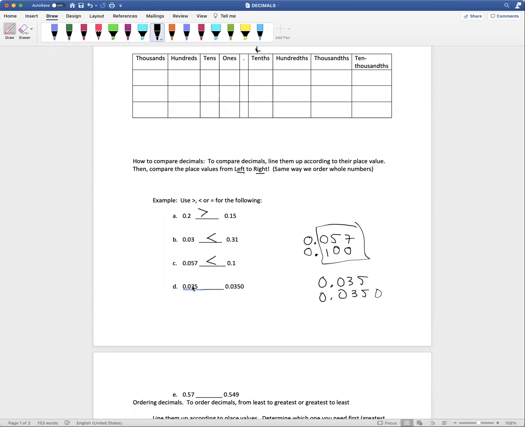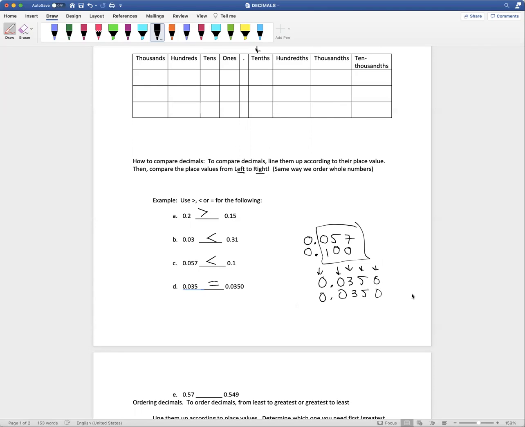Okay, so 0.035, 0.035, 0.0350, 0.0350. When we go to line these guys up, they both have no ones. They both have no tenths. They both have 3 hundredths. They both have 5 thousandths. They both have 0 ten thousandths. So these two numbers are exactly the same.